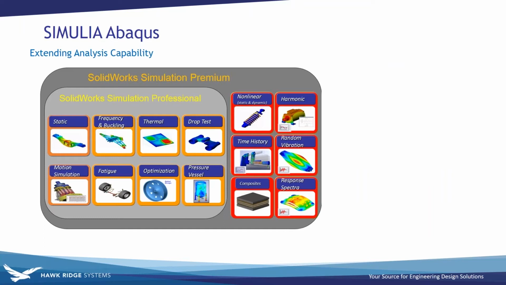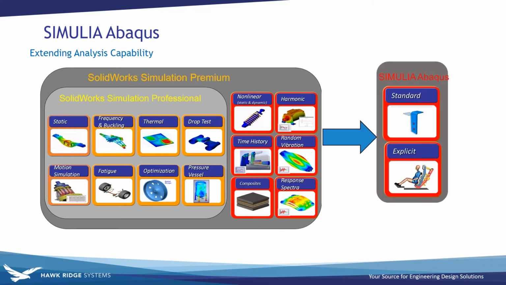Just like Motion, Plastics, and Flow Simulation, SOLIDWORKS Simulation is built right into SOLIDWORKS, so it's easy to pick up and easy to learn. You're dealing with the same interface that you're already familiar with. But Abaqus offers enhanced capabilities for implicit solutions with its standard solver, and there's also an explicit solver for highly dynamic problems that cannot be solved in SOLIDWORKS.